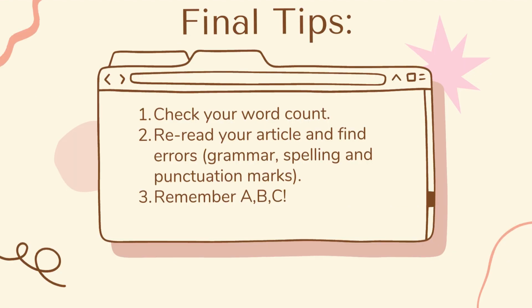Final tips: remember to check your word count. You must write from 150 to 200 words only for paper 2 extended version. Number 2, make sure to reread your article and find errors in terms of grammar, spelling, and punctuation marks. Remember ABC. A, analyze. Check your audience. Is it for your teacher or for a school magazine? B, brainstorm. You have to plan. And C, start creating your article.